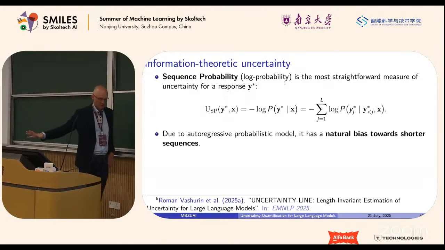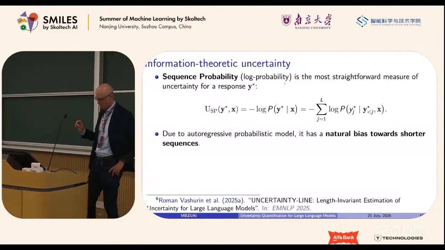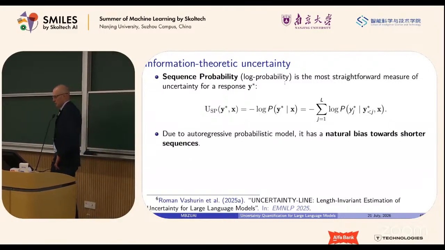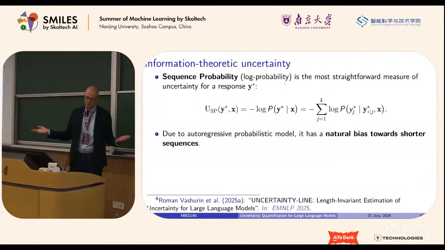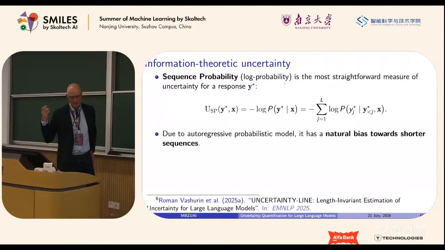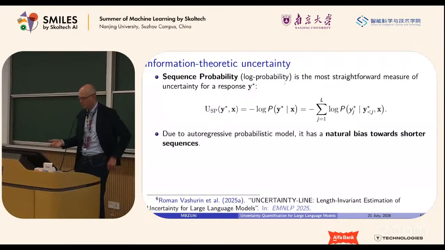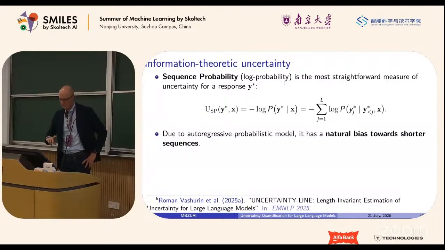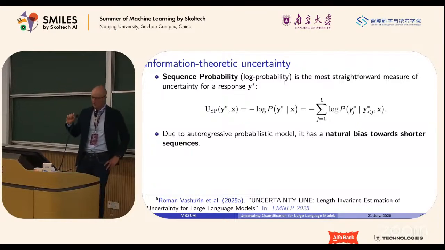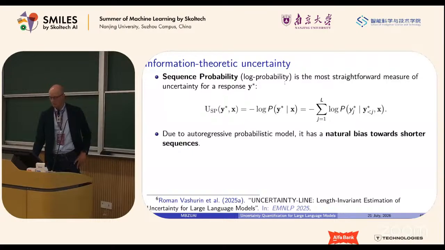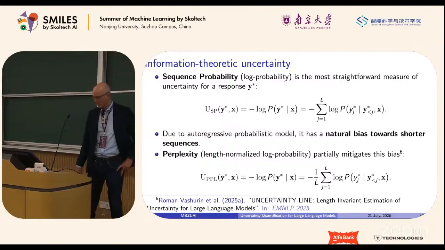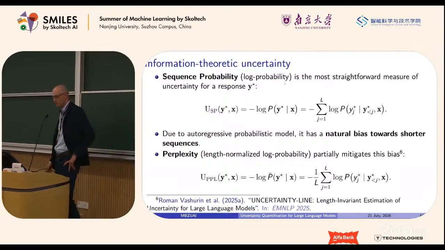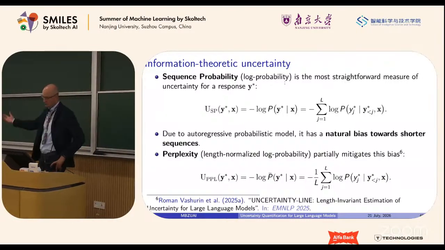Well, one of the problems with this technique is that it has natural bias towards shorter sequences. Of course, shorter sequences have smaller number of tokens. And of course, they will be much, much more probable because the probability of each token is very small. So people try to somehow fix this bias. And one of the techniques that helps us to fix this bias is perplexity. It's basically a length normalized log probability, which kind of tries to mitigate this bias.